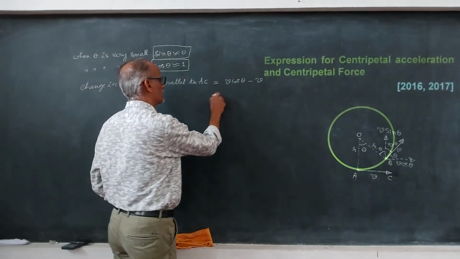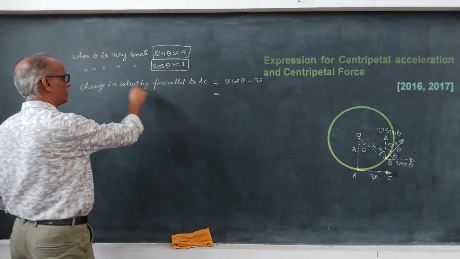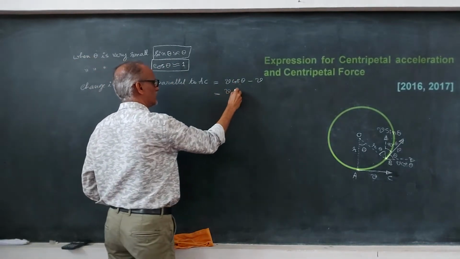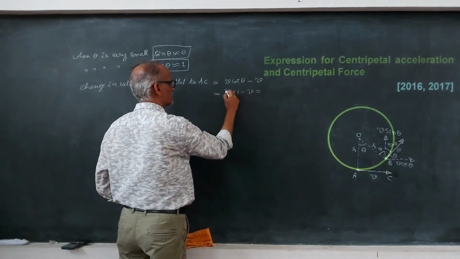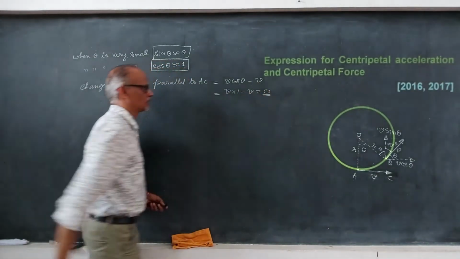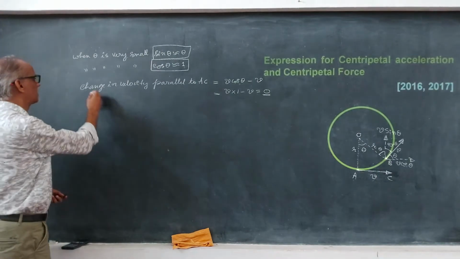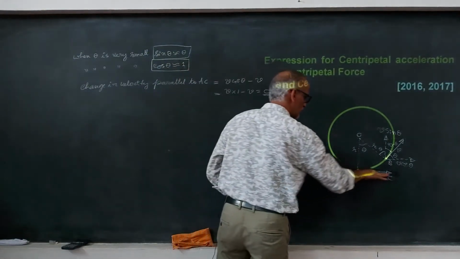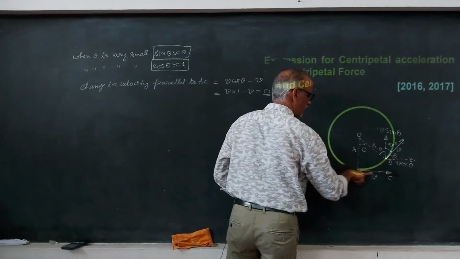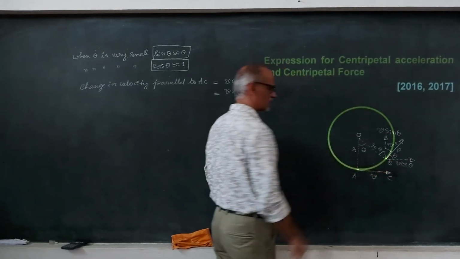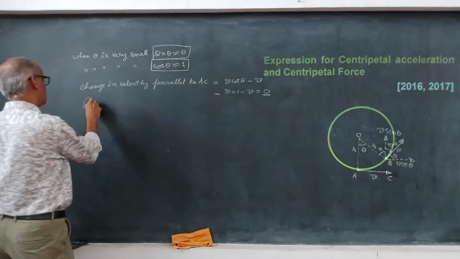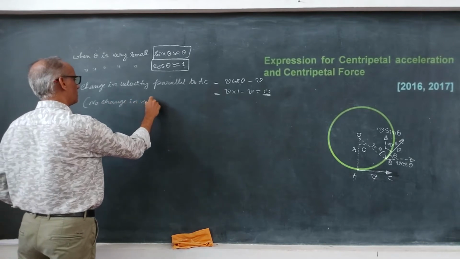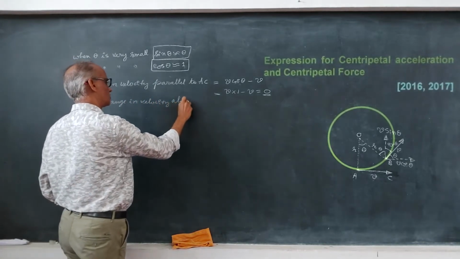V cos theta minus V. That is equal to, when theta is very small, what is the value of cos theta? Cos theta is approximately equal to 1. So this is V into 1 minus V, which is V minus V, which is 0. So what we have concluded here is that the change in velocity parallel to AC is 0. That means there is no change in velocity along the tangent, okay? That is the conclusion. So what do we conclude here? There is no change in velocity along the tangent.